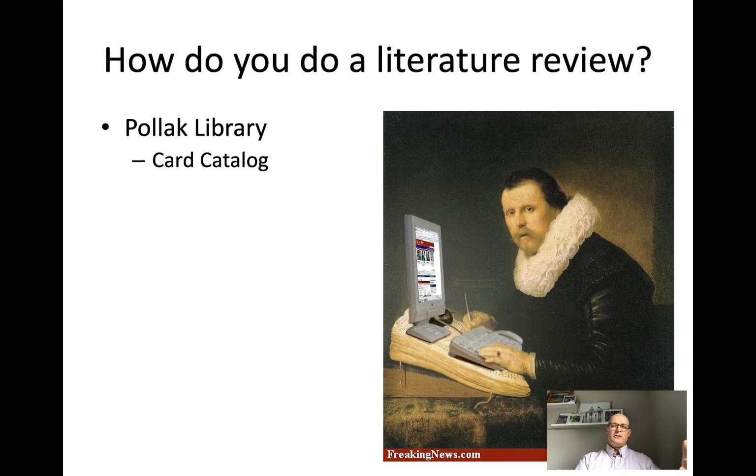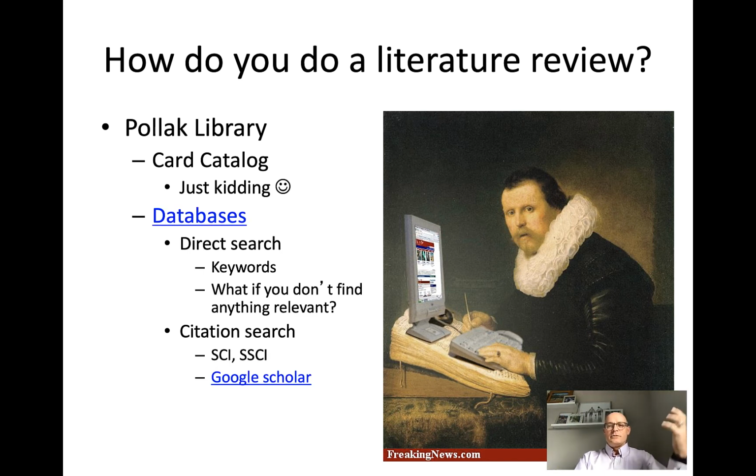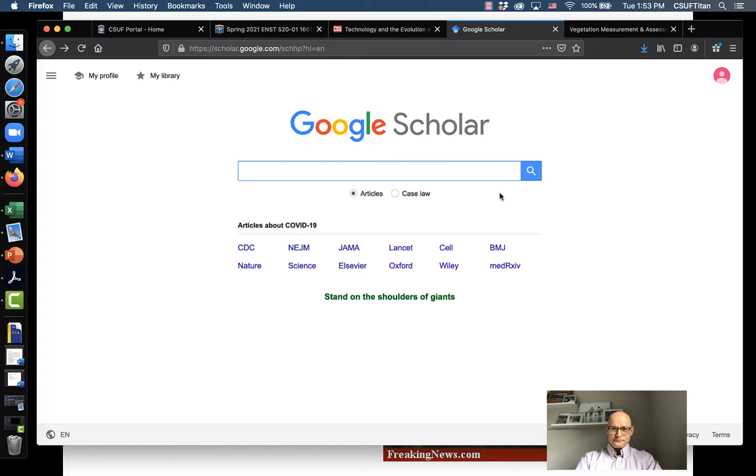So how do you do a literature review? You go to the card catalog, right? No, that's what I used to go to. Go to the Pollock library, go to the card catalog. No, you start with databases. So you can look for keywords, you look for search terms, there's a citation search. In fact, we're gonna go there right now.